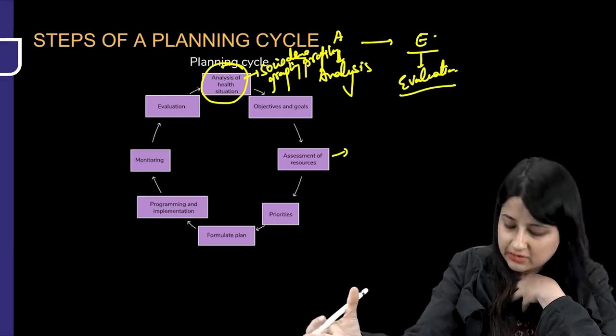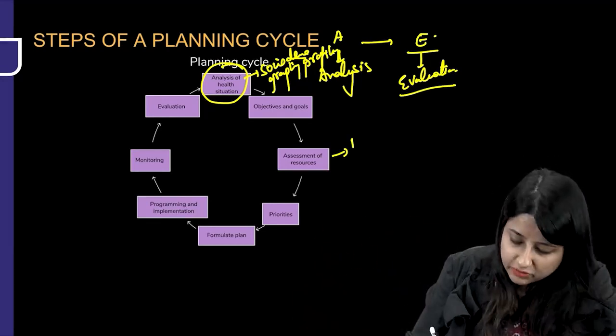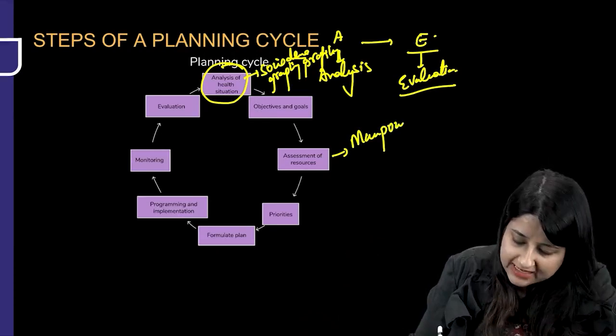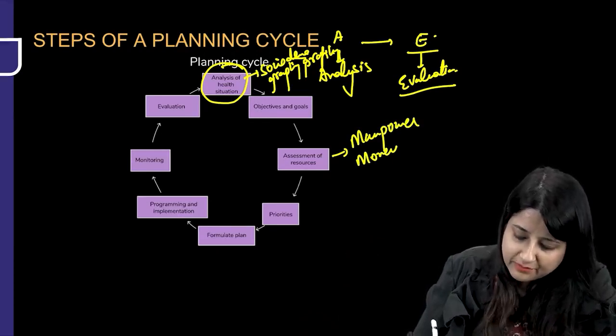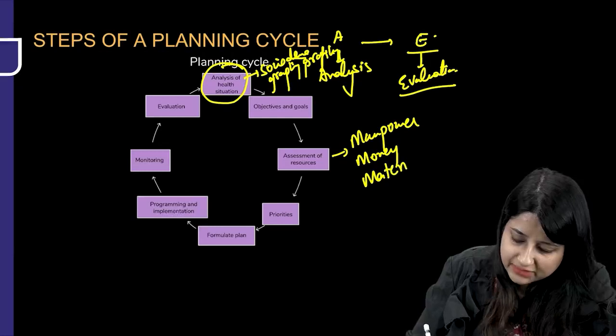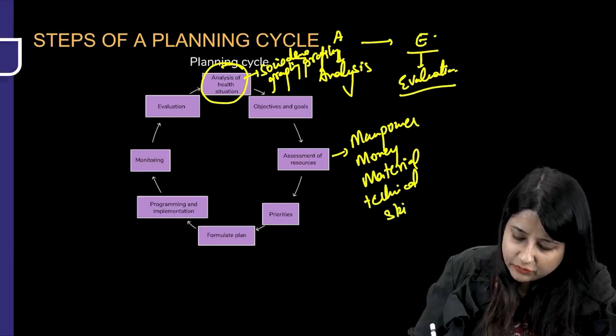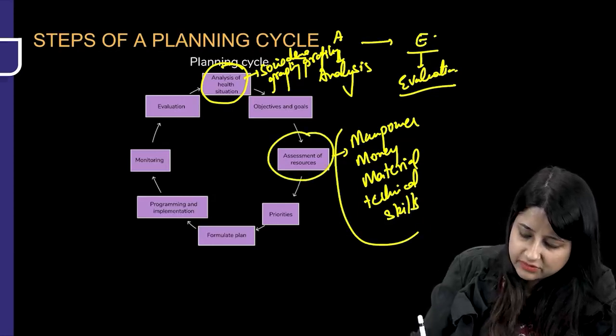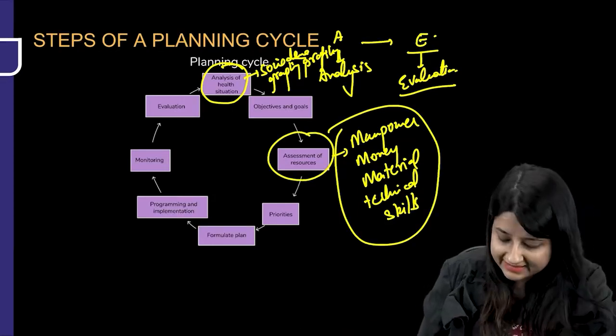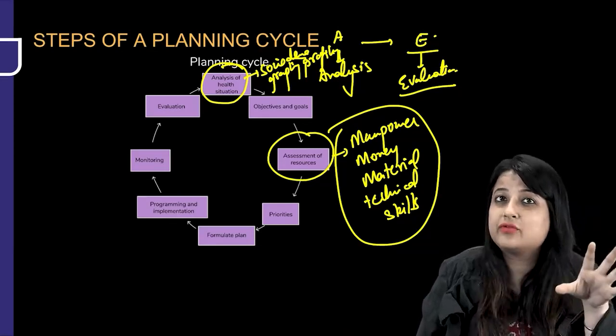So that becomes my objective. Assessment of resources always means we have to look at manpower, money and material. How much of all these things we have, plus we also have to look at the technical skills. So we are assessing the resources in the form of manpower, money, material and technical skills. Accordingly, we have to set up priorities.